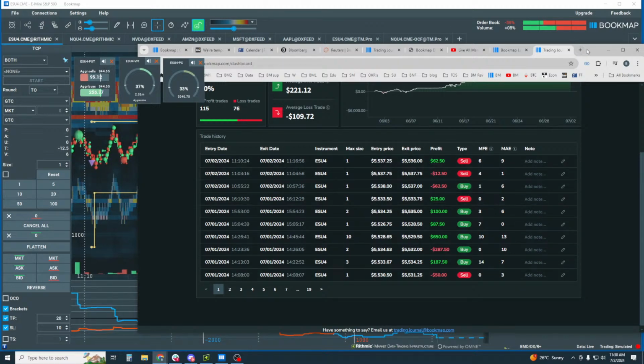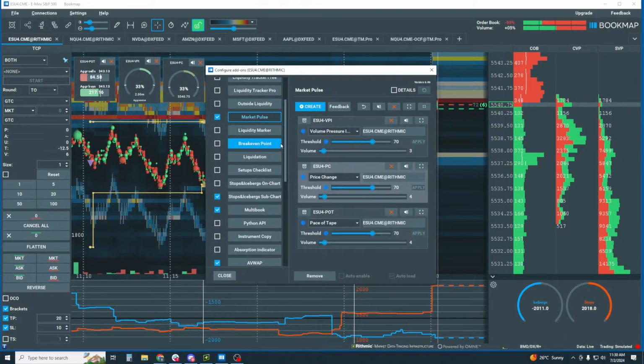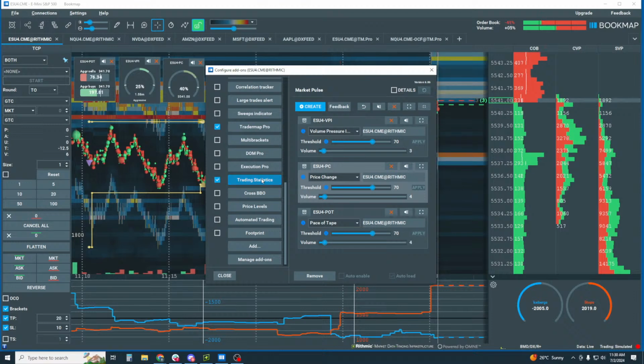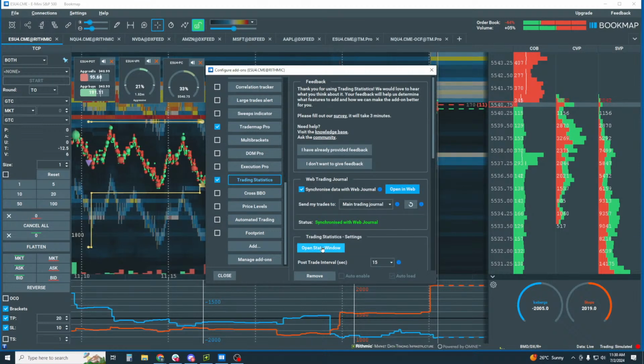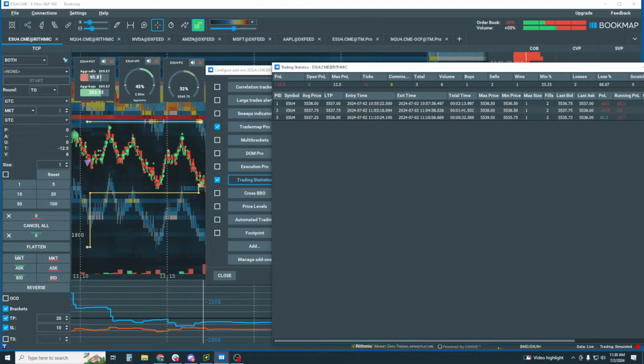It's based off of another indicator. You need to have this in order for it to work. And it's all free. It's all part of Bookmap. And that is the trading statistics in here. Here, I'll open up the window and show you what it looks like. Here are all of our trades for today.